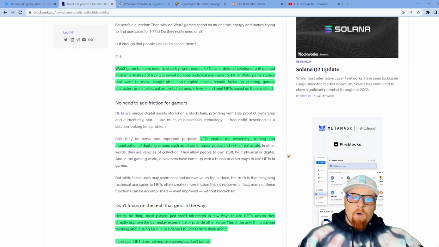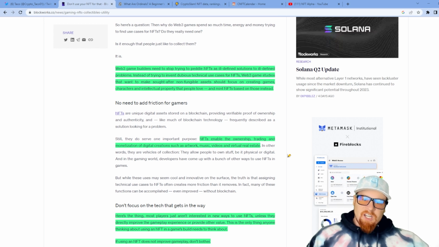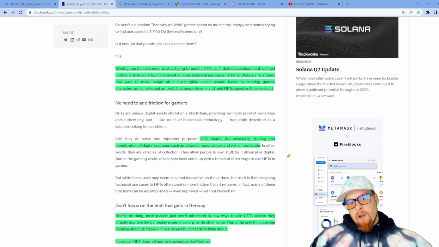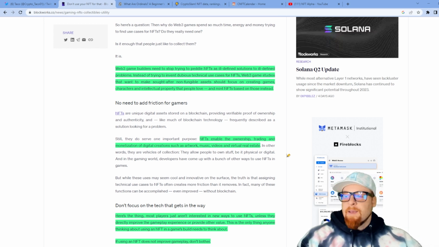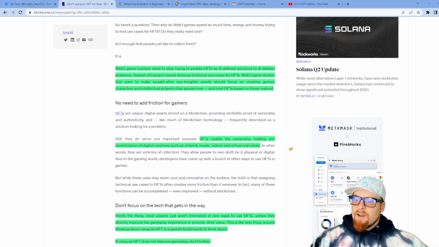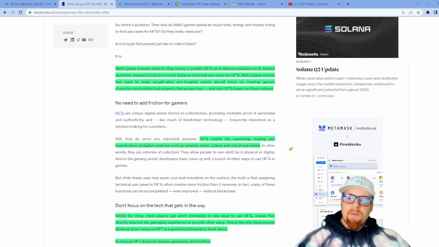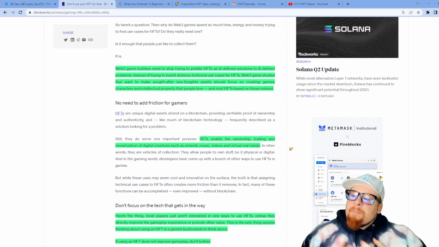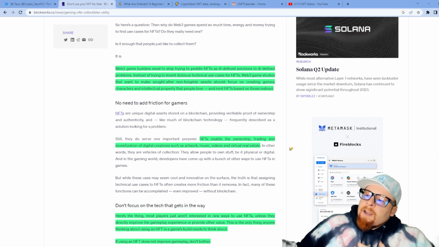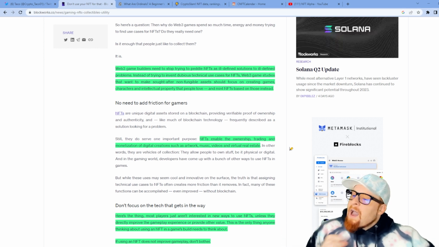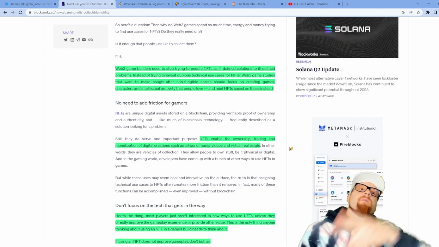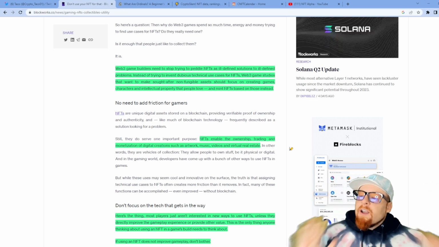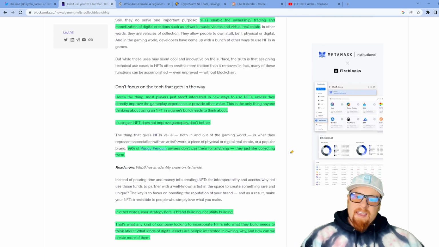NFTs enable the ownership, trading, and monetization of digital creations such as artwork, music, videos, and virtual real estate. I would like to add, in the future, it's going to be game items. It's going to be this sought-after sword that you get at level 99 after beating the boss. It's going to be that amulet that this random monster drops, and now you have that one amulet that 1,000 other people want. It already exists. Don't focus on the tech that gets in the way.